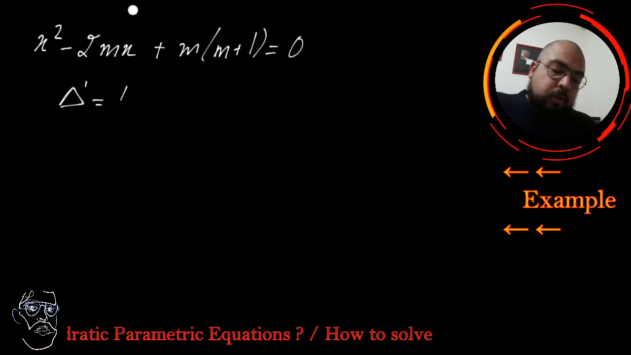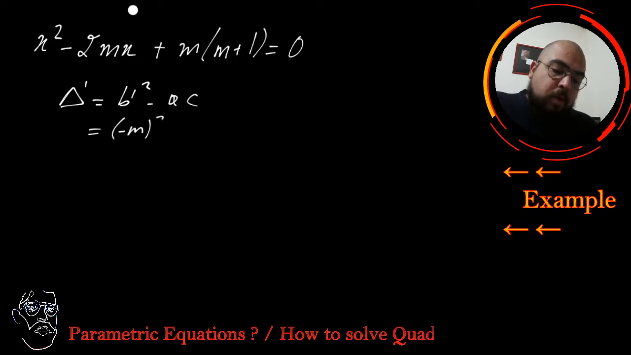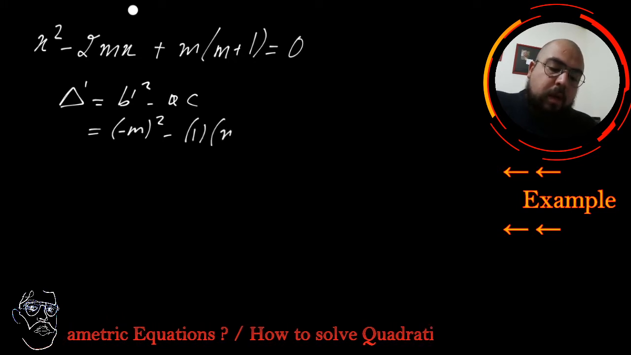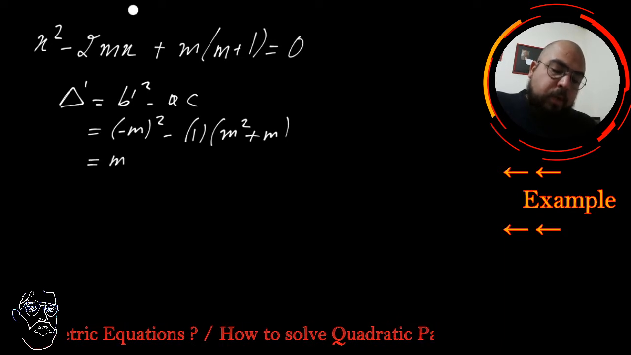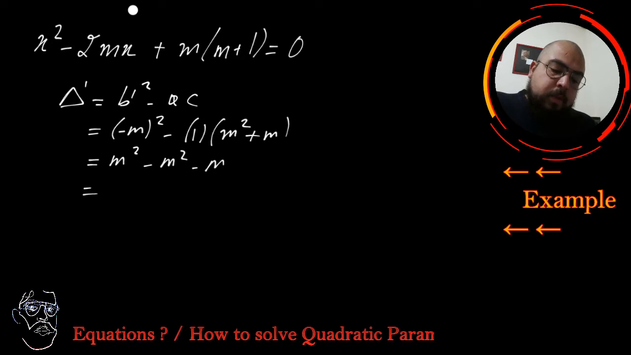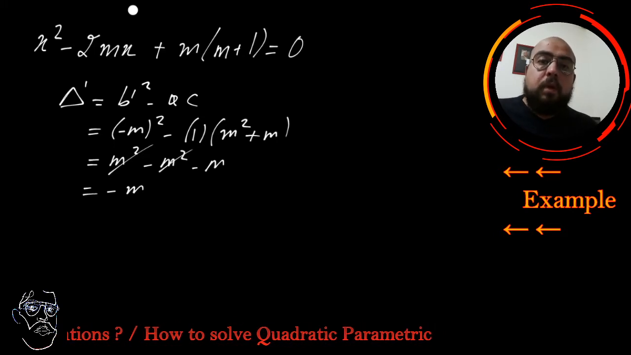Delta prime is equal to b prime squared minus ac. So it's (minus m) to the power of 2 minus, a is 1, c is m squared plus m. So it's m squared minus m squared minus m, the m squared terms will cancel out, it's minus m. Delta prime is minus m, it's parametric.